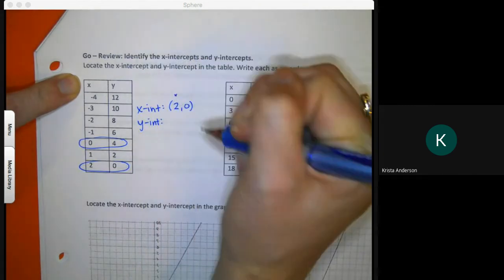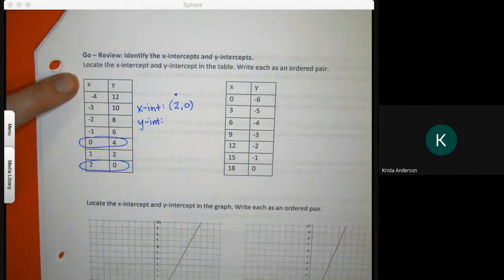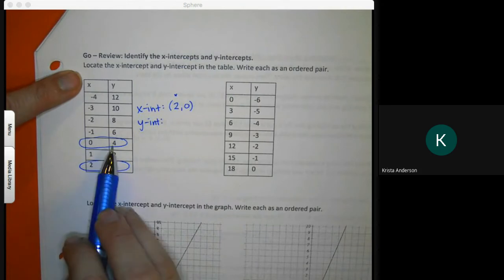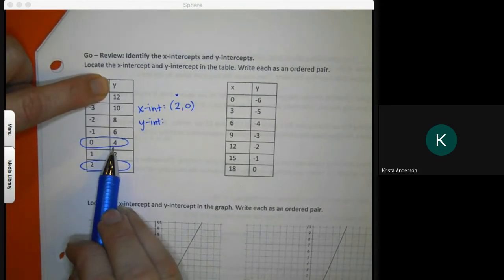Because it has the X. Then when I look at this 0, 4, do you see how the 4 is in the Y column? 4 is the Y-intercept.